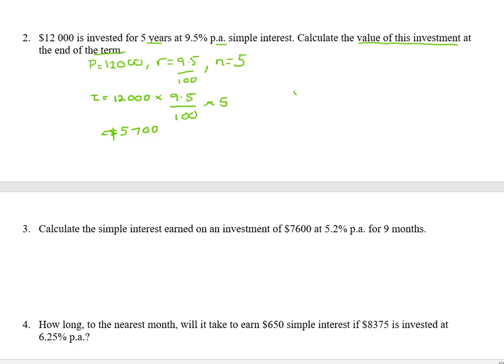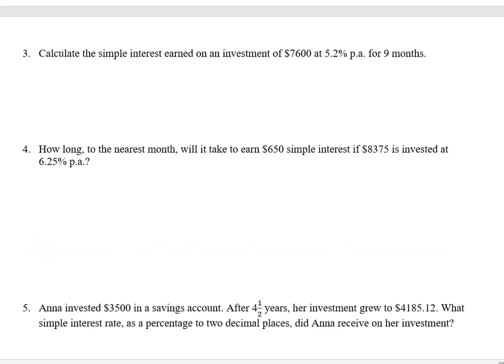So what it's now worth is going to be the amount of money I put in there, which is $12,000, plus the interest that it has earned over 5 years, which is $5,700. So if I add those two numbers together, I get $17,700. So having a look at some more questions.